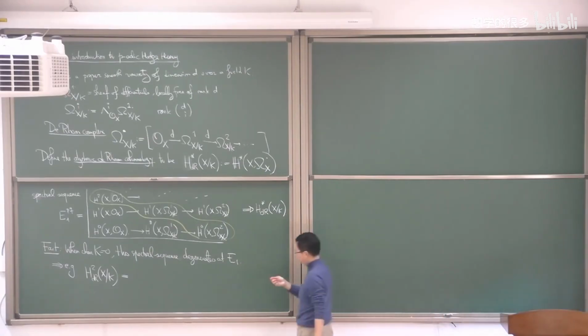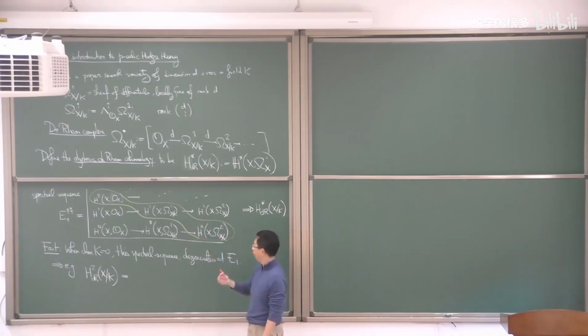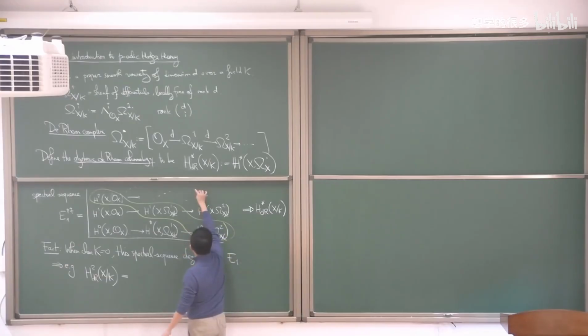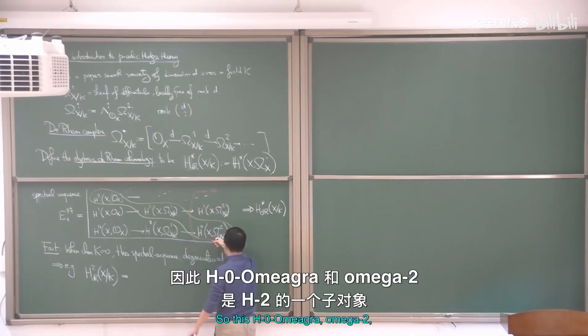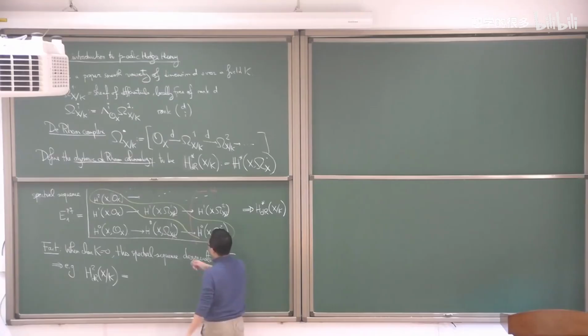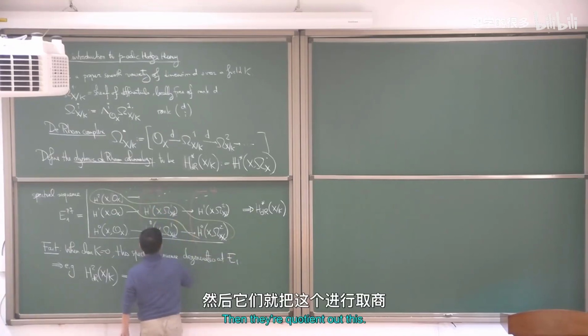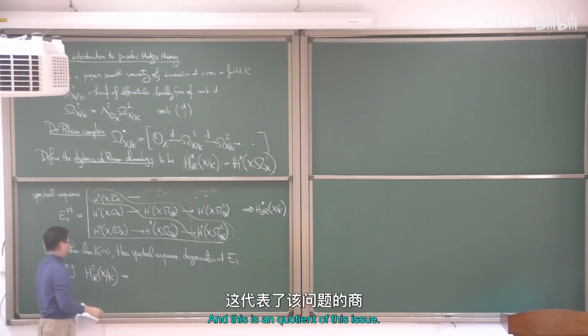So the second de Rham cohomology will be composed of these three things. But there's an additional structure in any spectral sequence: there's a filtration on it. The sub-object is this one. So the filtration goes like this. H^0(X, Omega^2) is a sub-object in this H^2. And then there's a secondary sub-object: namely, quotienting out this part, this becomes a sub-object, and this is a quotient of this H^2.